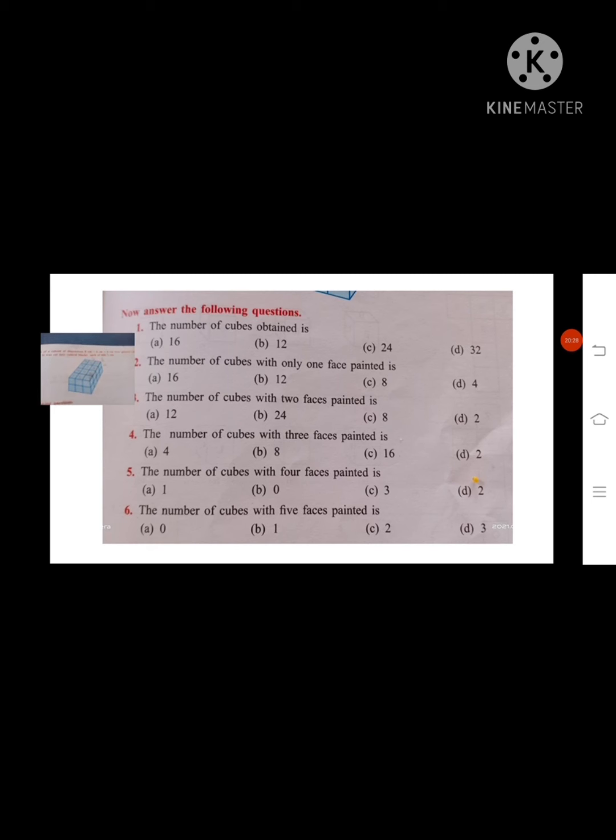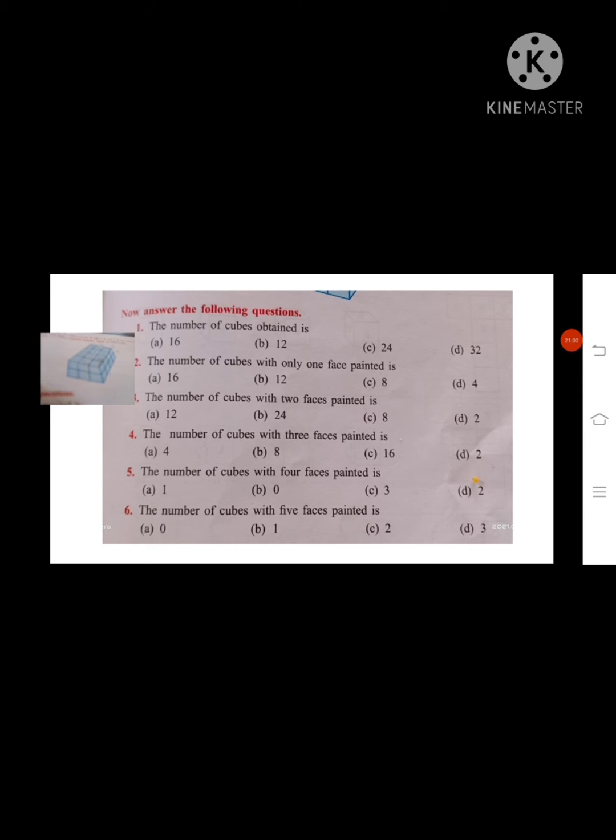Next question, the number of cubes with three faces painted. This is also very easy, students. See, on one side 1, 2, 3, 4. This is at the part 1. Okay, a total of 4 blocks we have got on one side, and on the second side we will get the same blocks. Then 4 and 4 is 8. The number of cubes with three faces painted, answer will be 8.